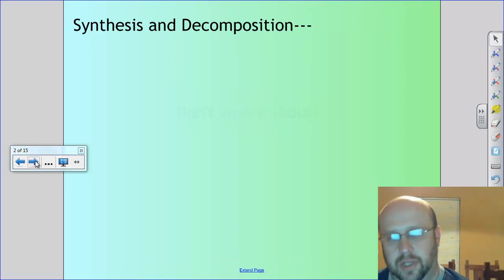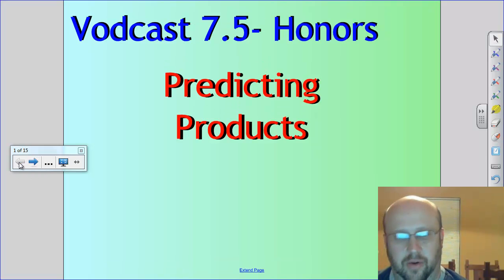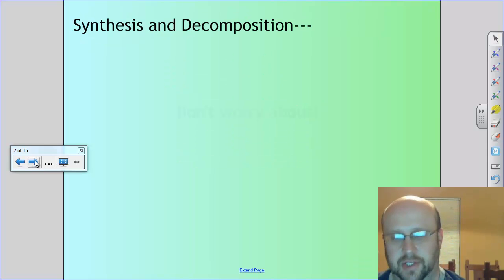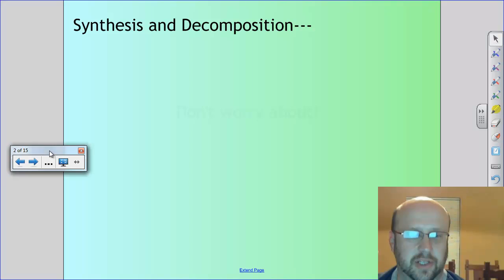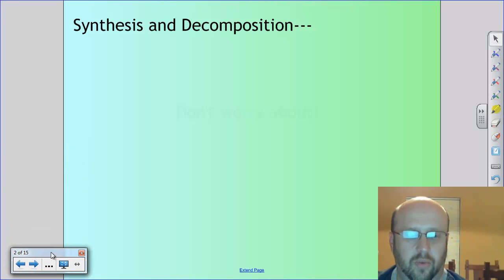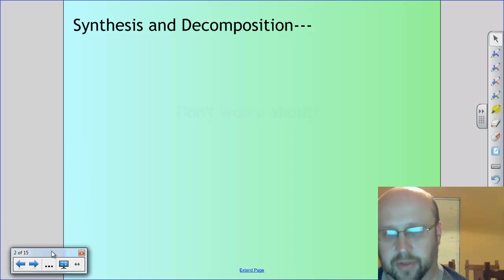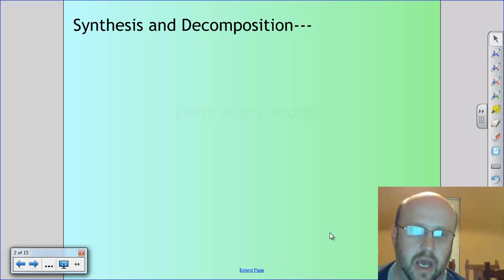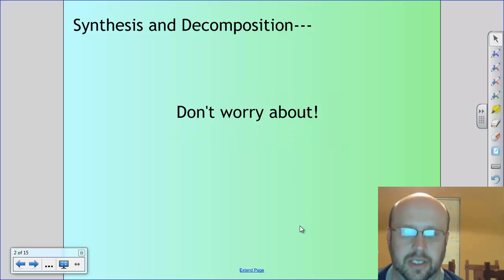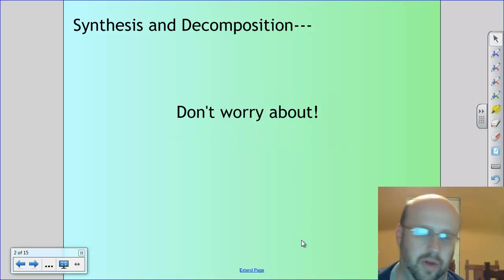So, what are we talking about? We're talking about, let me jump back real quick, predicting products. We learned about 5 types of reactions in the last vodcast, in the last section, and we're going to be able to predict the products of 3 of those. The good news is that there are 2 of them you don't have to worry about. So synthesis and decomposition reactions, you don't have to know the products.